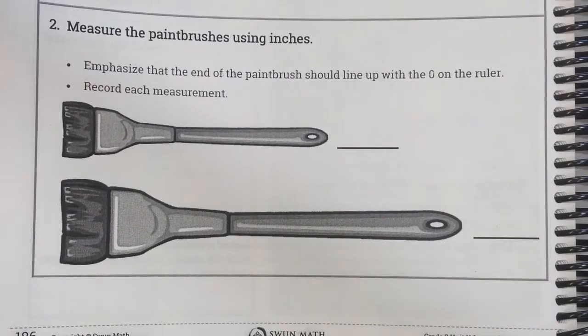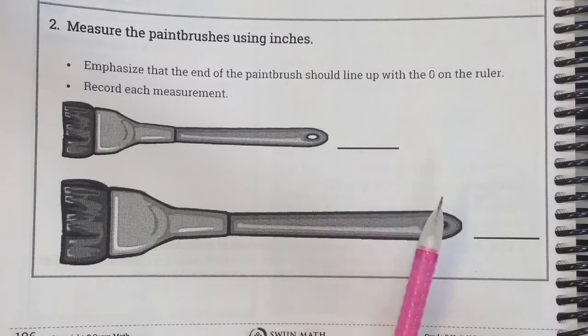Number 2 says, measure the paintbrushes using inches. And then underneath that specific question, it also has the same 2 bullets from the first question. They say, emphasize that the end of the paintbrush should line up with the 0 on the ruler. So I'll model that for you again in just a moment. The second bullet says, record each measurement. So find those lines. That's exactly where you're going to write in your measurements, all right?